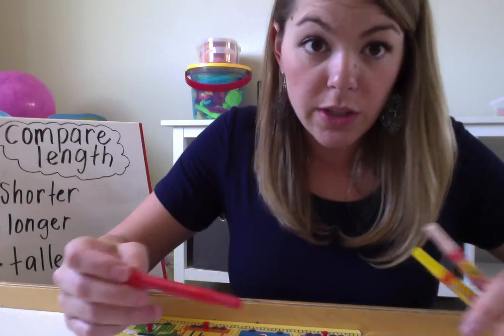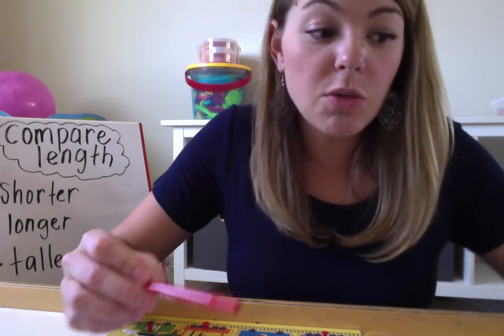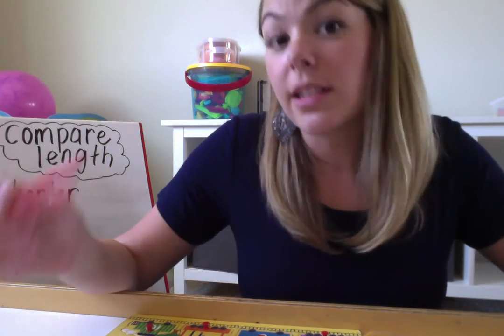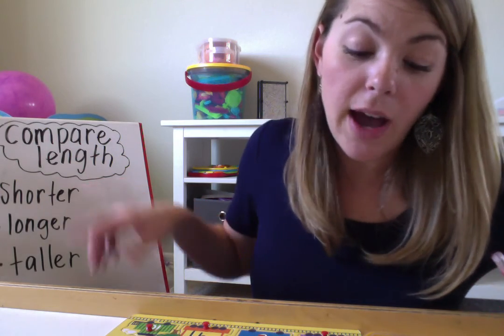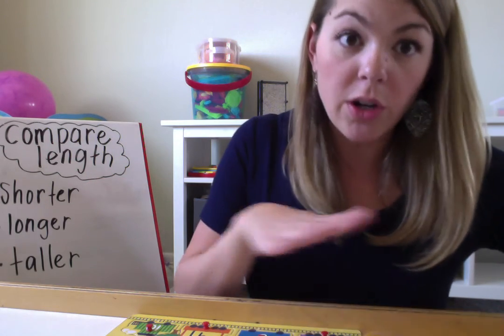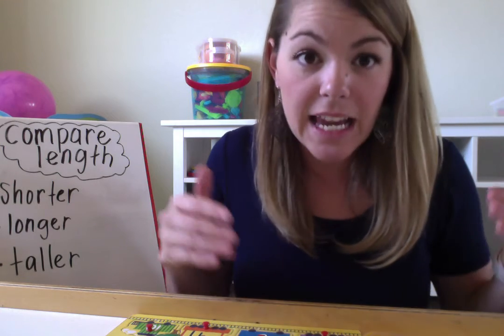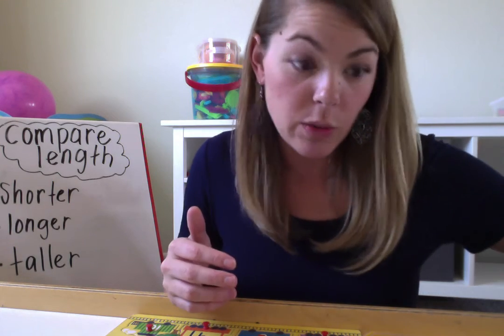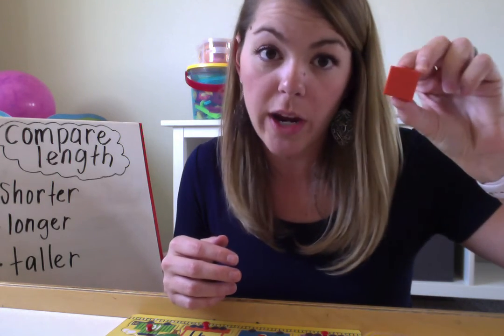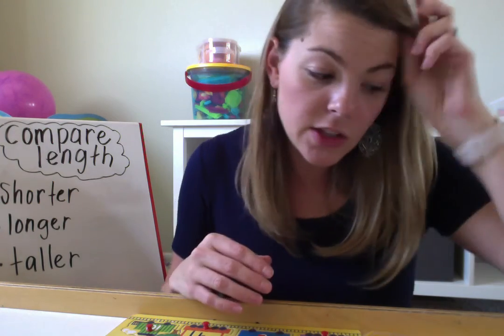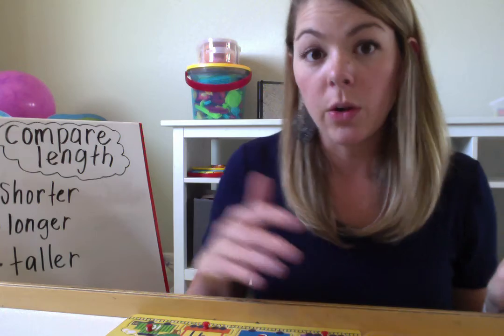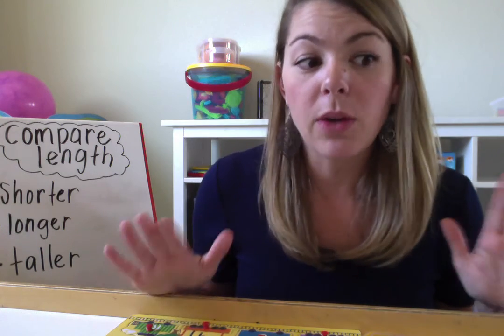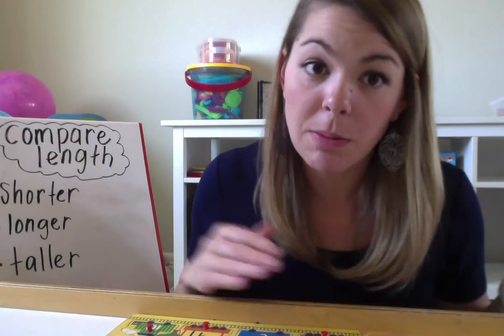Whatever you are using, it's okay as long as you make sure that you're using the same object when you are comparing different lengths. You have to make sure, just like I did with the puzzle, the marker, and the watercolor, I used the same unit to measure with, and that was what I chose, the orange square. So when you're comparing lengths, you can use any type of object to see which is going to be longer or taller or shorter, but you have to make sure that you're using the same object to measure with.